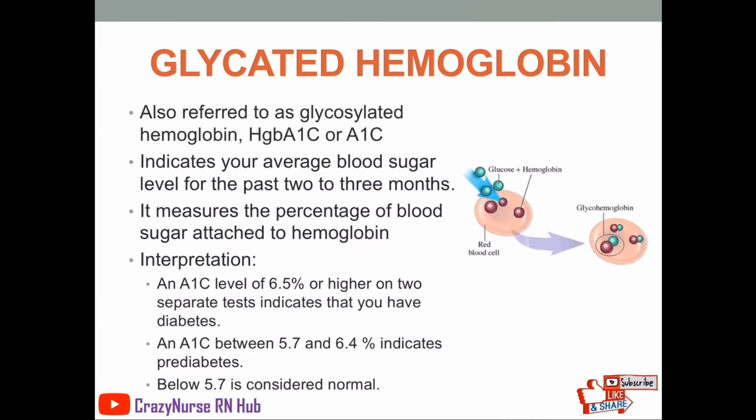We also have your glycated hemoglobin, also referred to as glycosylated hemoglobin or hemoglobin A1C or A1C. It indicates your average blood glucose level for the past 2 to 3 months, and it measures the percentage of blood glucose attached to hemoglobin. We also have interpretation for this. An A1C level of 6.5% or higher on 2 separate tests indicates that you have diabetes. An A1C between 5.7 and 6.4% indicates pre-diabetes, and below 5.7 is considered normal.